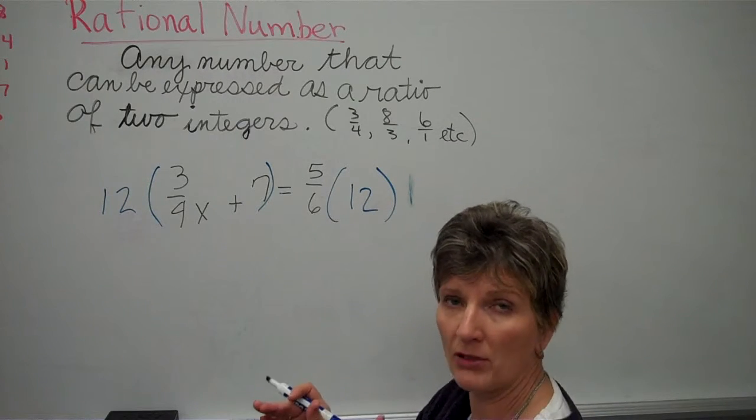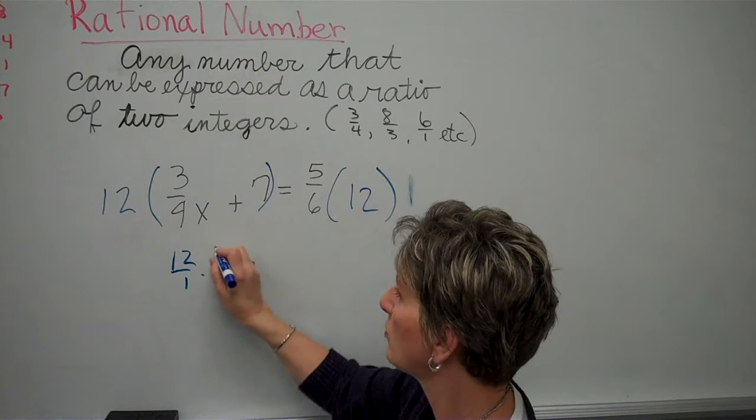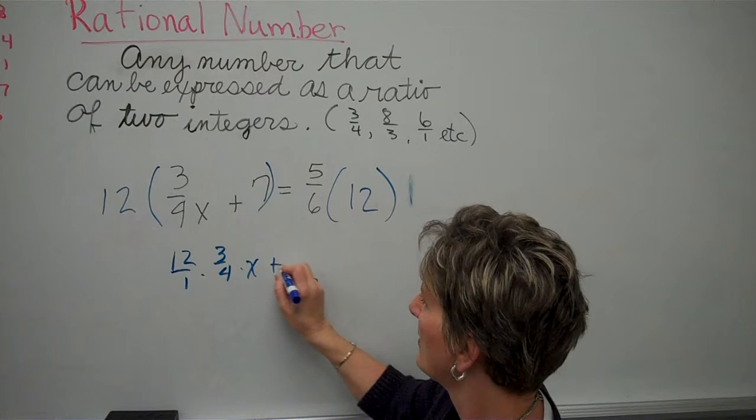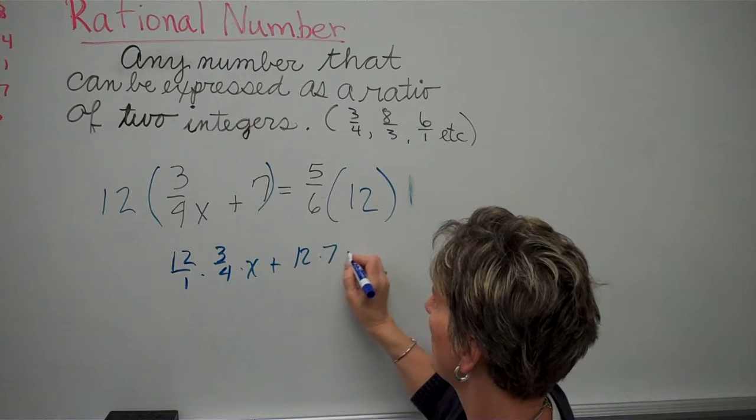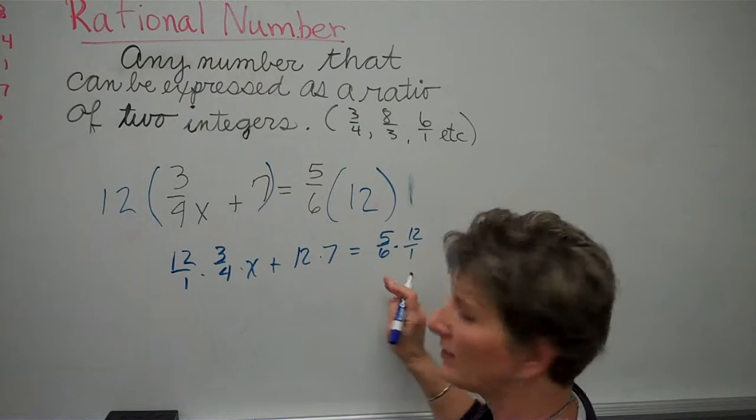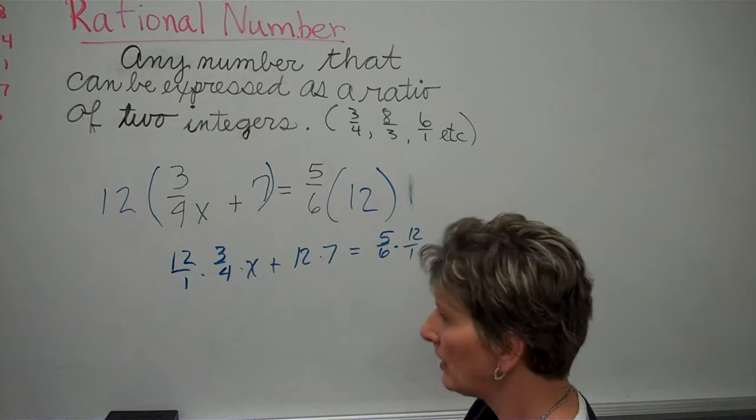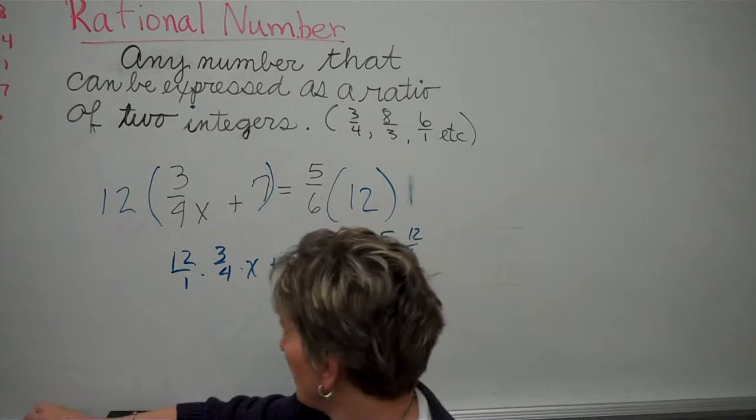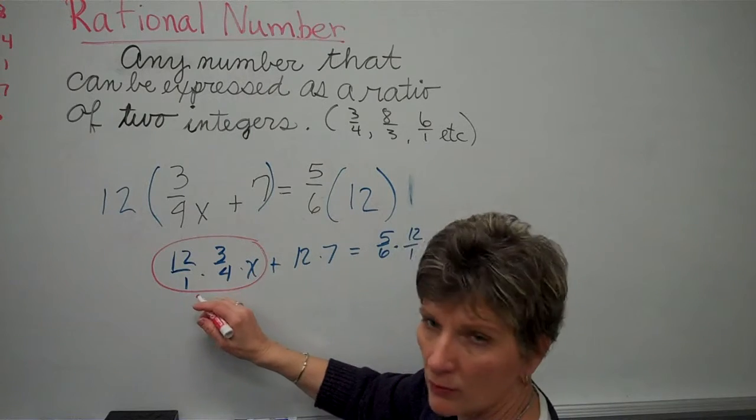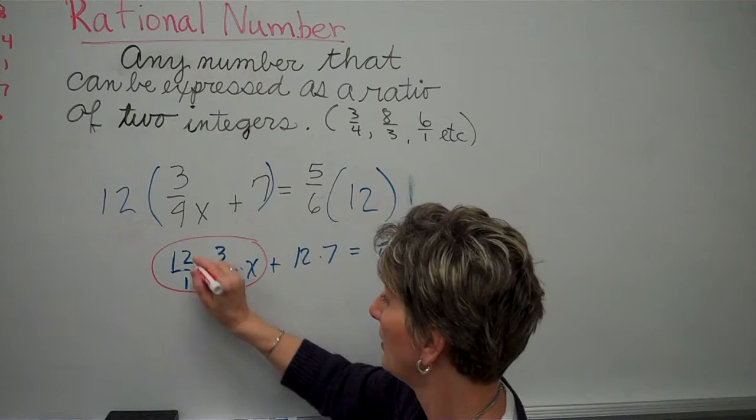Now when I multiply both sides by 12, that means I multiply every term by 12. So that's 12/1 times 3/4 times x plus 12 times 7 equals 5/6 times 12/1. I'm just putting 12/1 so I can multiply. Now I'm going to look for common factors. In this multiplication problem, I have 12/1 times 3/4 times x. I have a common factor of 4.